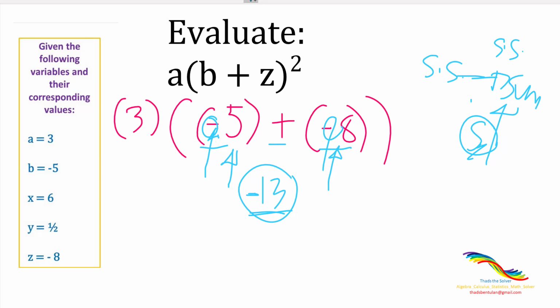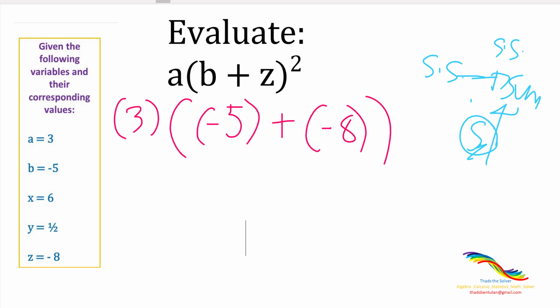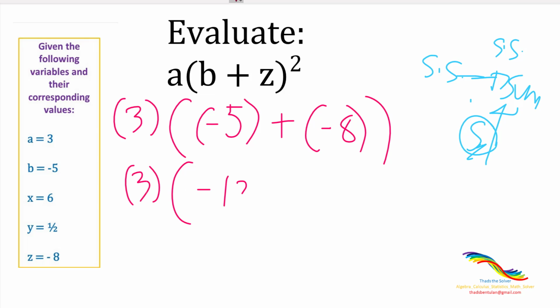Alright, so let's simplify that. This would still be 3 times the resulting expression of negative 5 plus negative 8, which is negative 13. And then don't forget we still have to square the value in the parentheses. So when we simplify this, that's 13 squared.